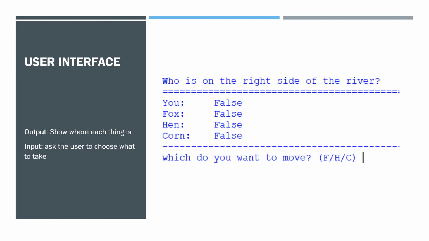Here's an interface that does all of that. It shows you the 4 components, the 4 parts of the game, and next to each one it says whether they're on the right side of the river yet or not. Of course, we know that at the start of the game they're all on the wrong side of the river. And there's an input statement that asks which of the 3 they want to take with them, the fox, the hen or the corn. So let's go through the code to make that happen.